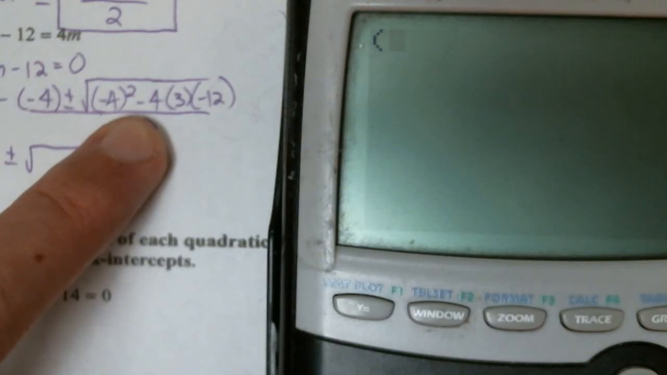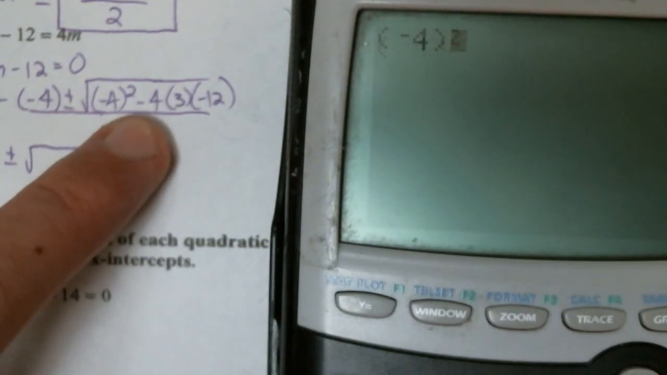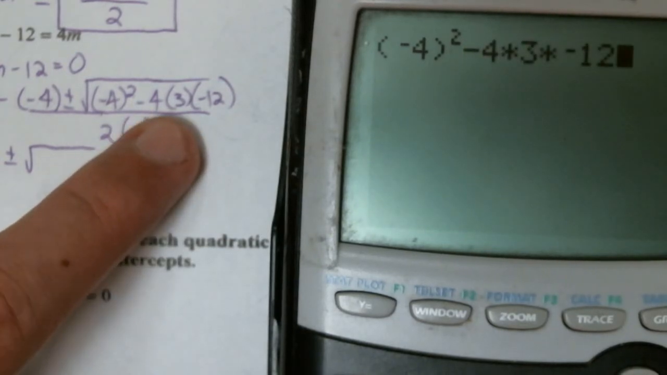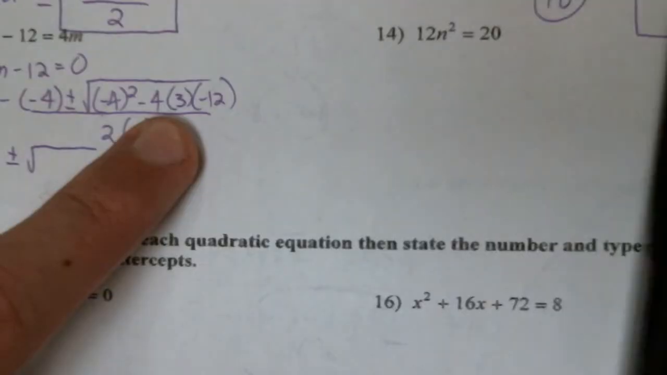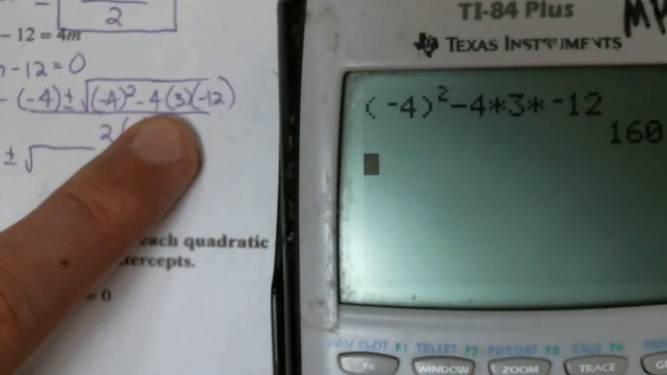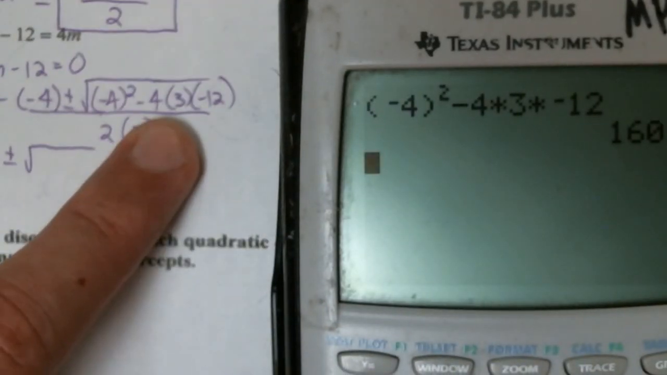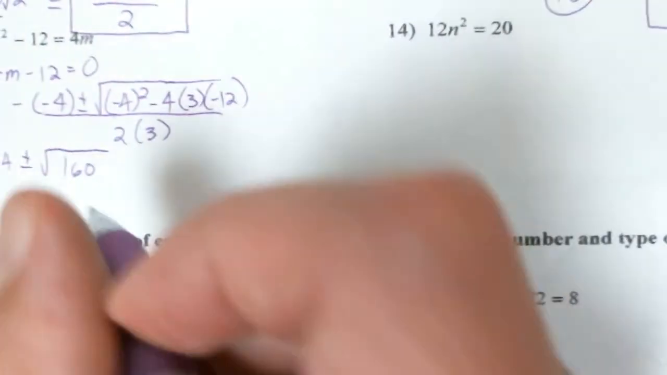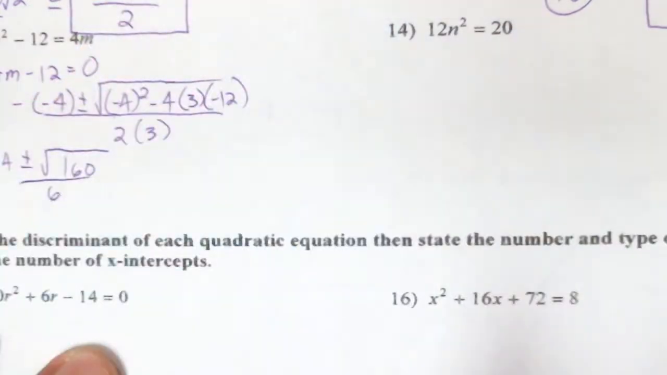Of course, you know that negative 4 squared is 16, so you could just go ahead and type in 16, of course. But negative 4 squared minus 4 times 3 times negative 12. That gives me 160. Okay, so that's 160 all over 2 times 3, which is 6.